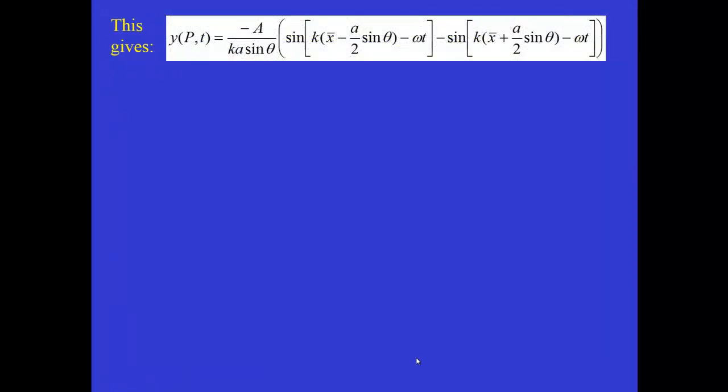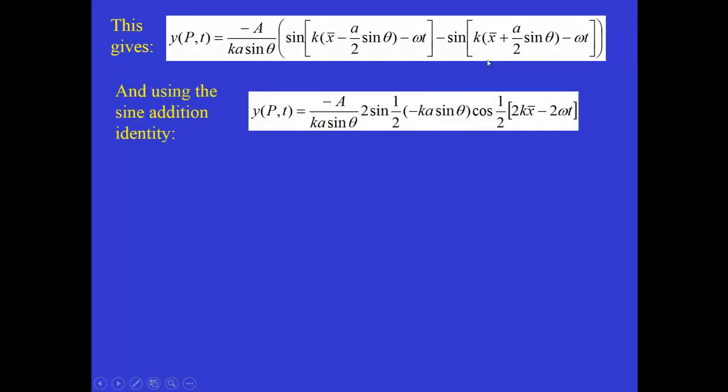So this gives a really complicated looking expression. The first term is what we get when we plug in z equals a. The second term comes from z equals 0, and they're almost identical except for a minus sign and a plus sign that's inside the argument. So what we do now, we have the sine of two arguments, and we're taking the difference between them. So we use that sine addition identity, and this will give us a very simple looking expression.